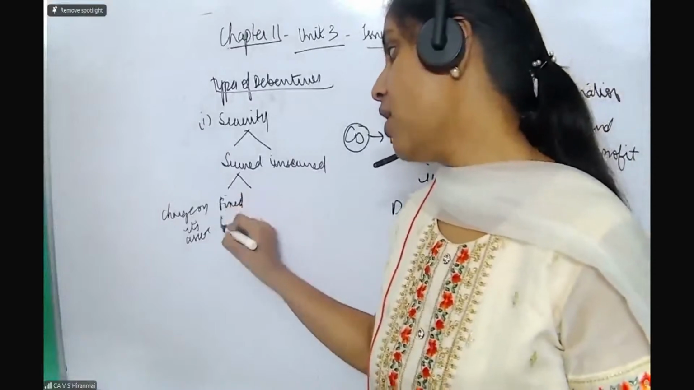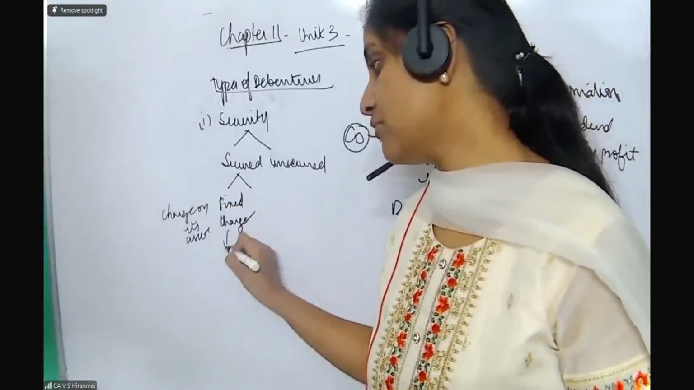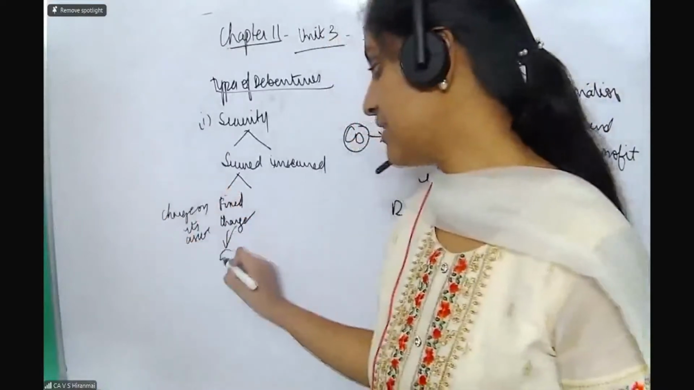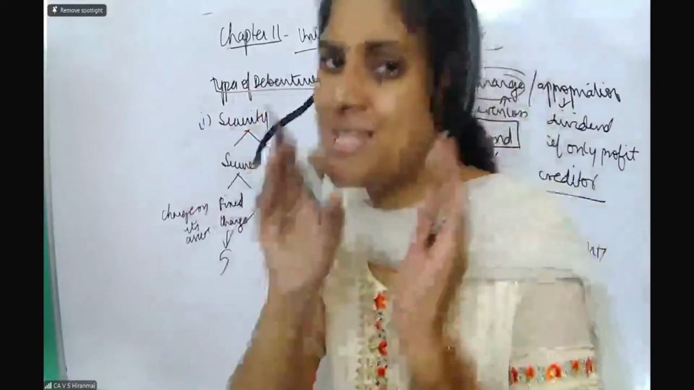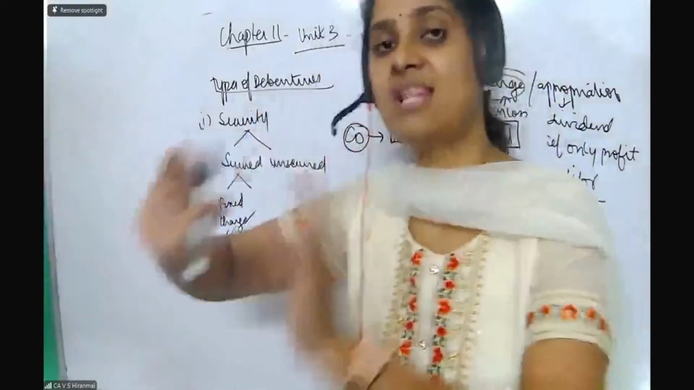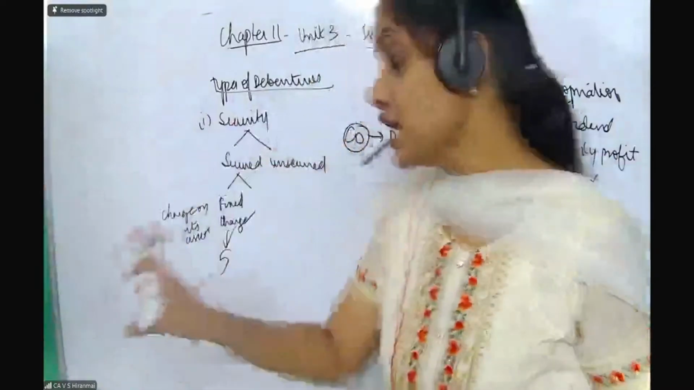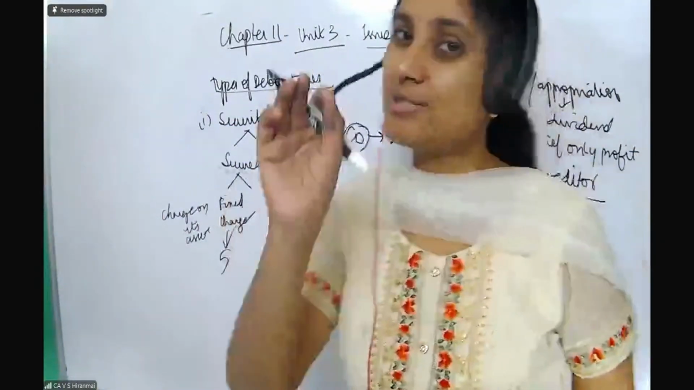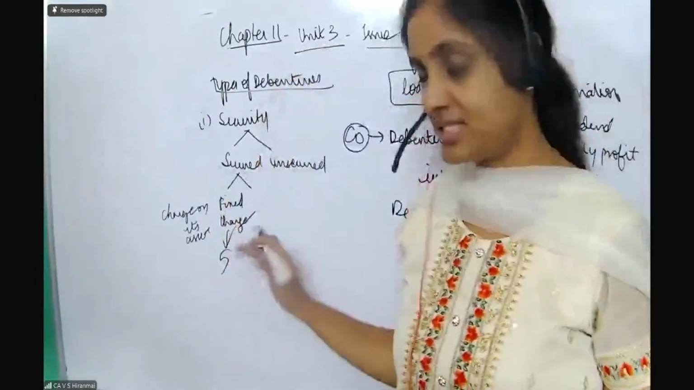charge. Say I have 10 assets, out of which on 5 specific assets I have told you that if I don't pay money to the debenture holders, I will sell these assets and give them the money. That kind of charge on specific assets is called the fixed charge.